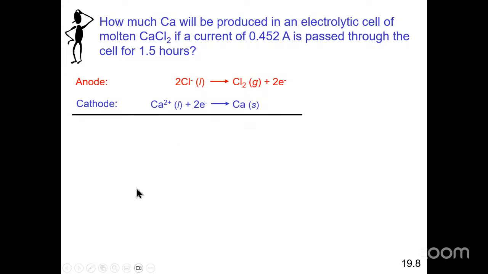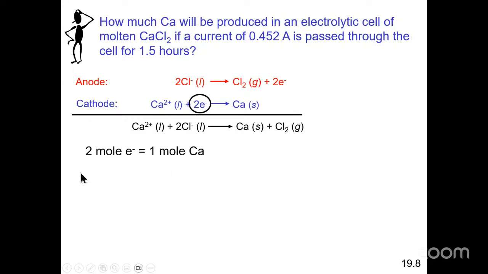So, let's talk about this ratio that you're going to use as well, in addition to this equation right here. The first thing we need to do is find the amount of charge. They gave us the current, which is 0.452 amperes. Amperes would be the same thing as coulombs per second.